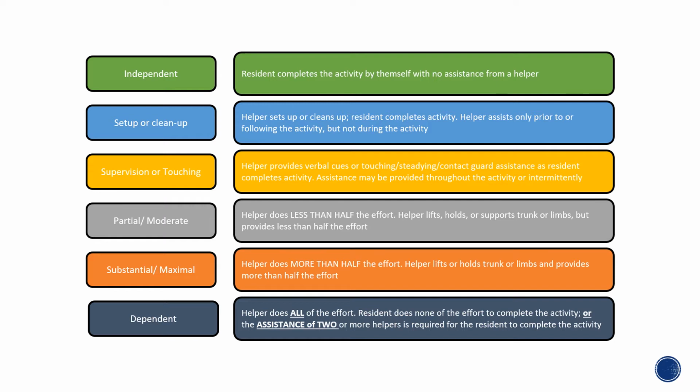It can also mean that the assistance of two or more helpers is required for the resident to complete the activity. Even if the second helper is just supervising or following close with equipment, the ADL is still coded as dependent when two staff members are assisting. This category also includes situations where one helper is supporting the patient and another is managing equipment like a lift.